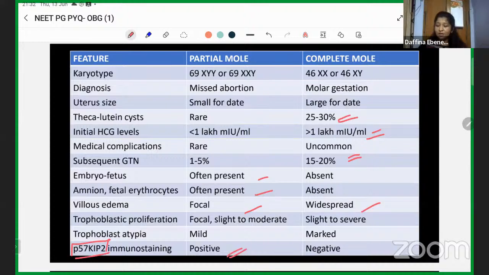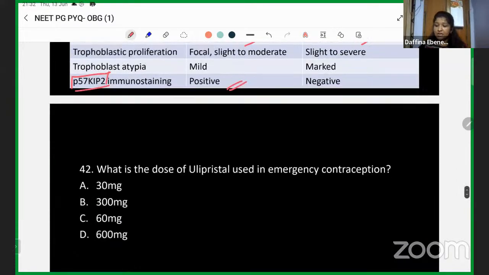These are the differences between partial and complete mole. Main thing that you have to remember are the ones that I've ticked. Theca lutein cyst, subsequent gestational trophoblastic neoplasia, and then where you can feel the fetal parts, where you can get fetal erythrocytes, regarding villus edema, and this immunostaining. These are the differences between partial and complete mole.